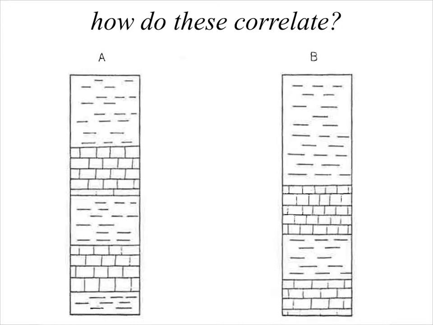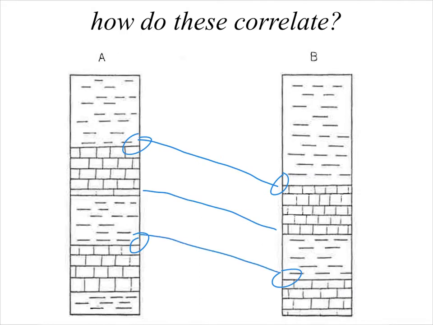Now, the first thing I look for is specific contacts. And you can see there's a limestone shale contact here, a limestone shale contact here, a limestone shale contact here, and a limestone shale contact here. So initially I might say, oh, well, maybe these limestone beds correlate and these limestone beds correlate.